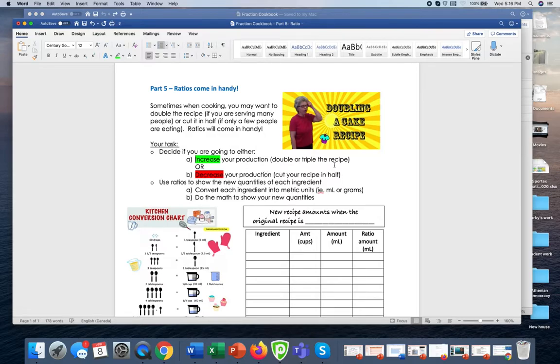If you want to do something more complicated than that, like do it maybe four times bigger, you could. Or if you want to cut it in something other than a half, you could as well. But I'm just suggesting that you stick with these because that's the most common thing that you would do if you're actually applying this skill. Okay, so that's the first thing. So you have to decide if you're going to increase or decrease.